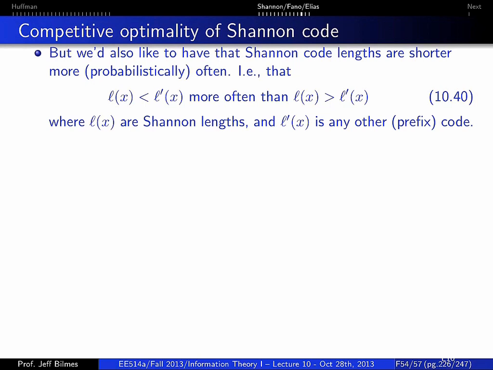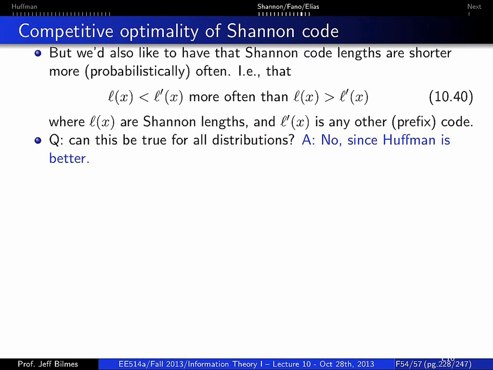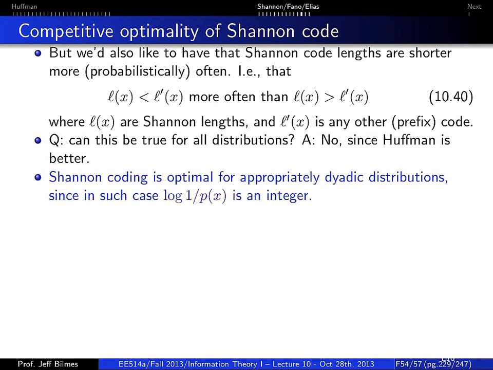So what we'd like ideally, again, if L is the Shannon length, is that the Shannon length be shorter than any other, and not vice versa, for any other prefix code, where again L prime is any other prefix code. Can this be true for all distributions? The question is, and of course it can't be, because Shannon is not optimal, and in fact Huffman is going to be better, but still we're approximately optimal for dyadic distributions, in which case 1 over p of x is an integer, and so maybe it's actually not as bad as it looks.